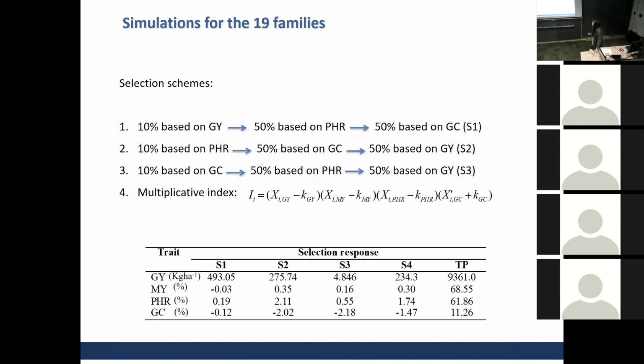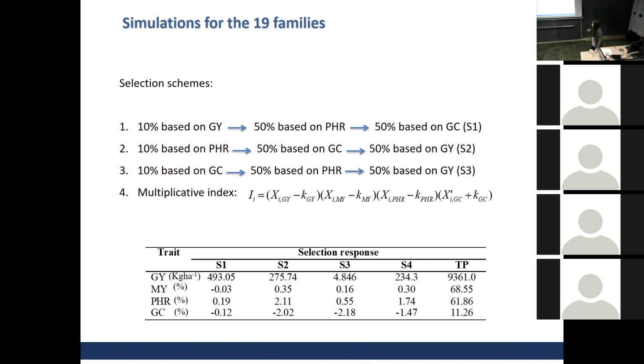So what we tried to do here was to simulate and evaluate different selection schemes to improve both grain yield and quality simultaneously. The first three selection schemes differed on which trait we applied the strongest selection pressure to. The first one was selecting the top 10% of lines based on yield, and from there selecting based on the other quality traits. The second one was selecting first for head rice and then based on the other traits. And the third one was selecting first for chalkiness, then the other two.